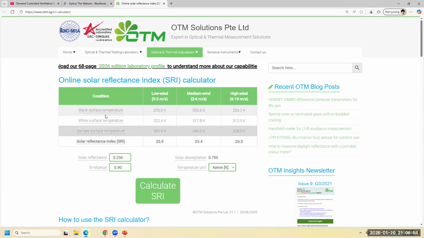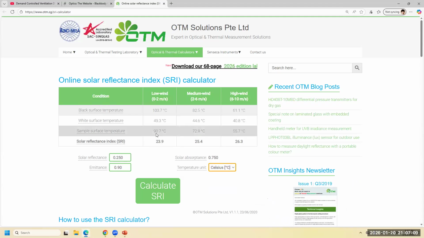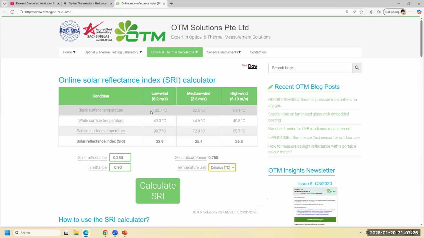What about the sample's surface temperature if it's exposed to 1000 watt per square meter of sun? Maybe if you think it's difficult, you can see the calculation. If no wind, the surface temperature is over 90 degrees Celsius. Now you know the importance of solar reflectance index. Then what about a black surface? A black surface is even worse, it can be over 104 degrees Celsius.